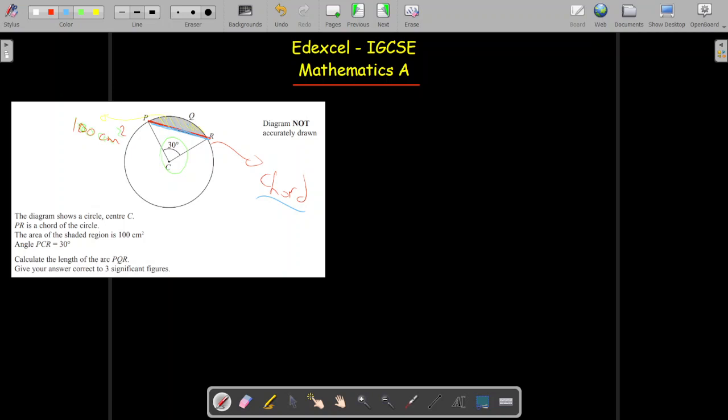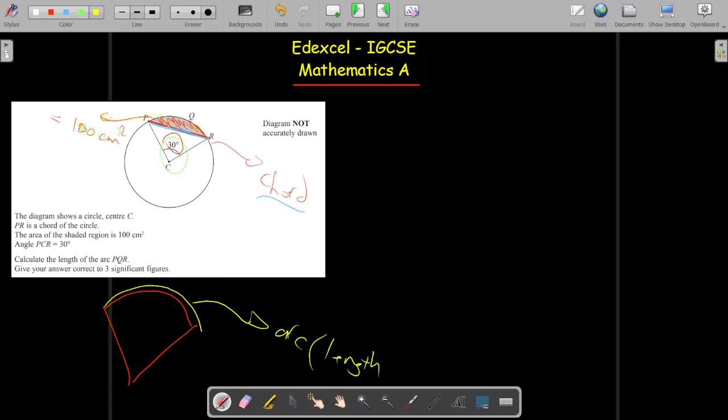It's also saying that the shaded area here, the area in gray, is equal to 100 centimeters squared, while the angle of the sector is equal to 30 degrees. He wants you to calculate the length of the arc PQR. What is the meaning of the length of the arc? This is an arc in front of you. When I say arc length, I'm talking about this. This is the arc, and it's the same as asking for the arc length.